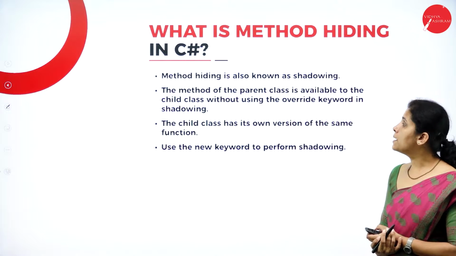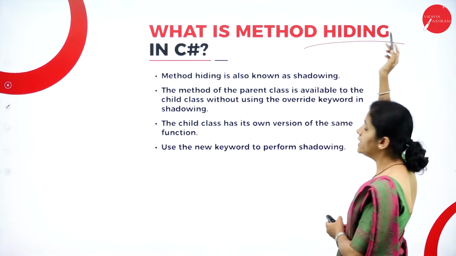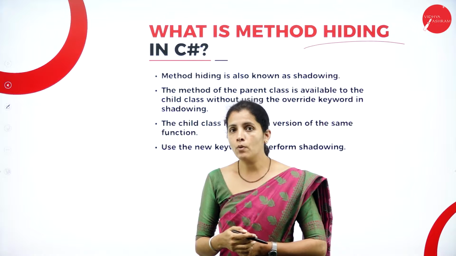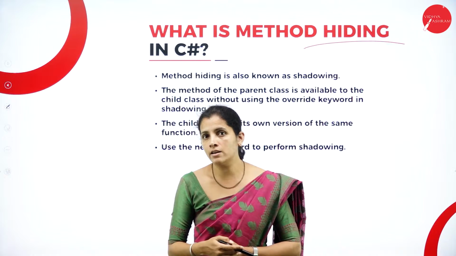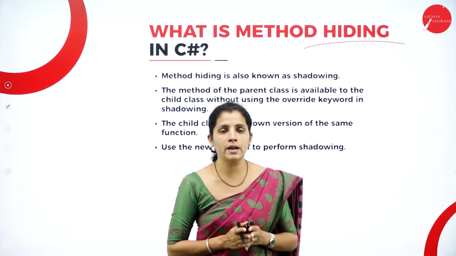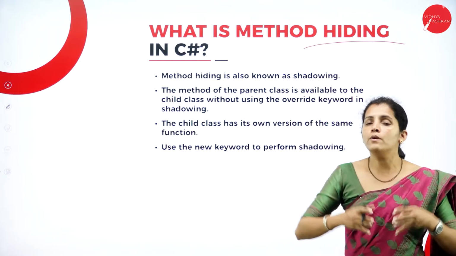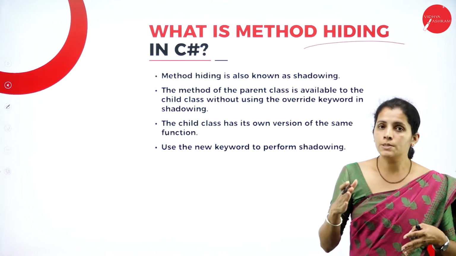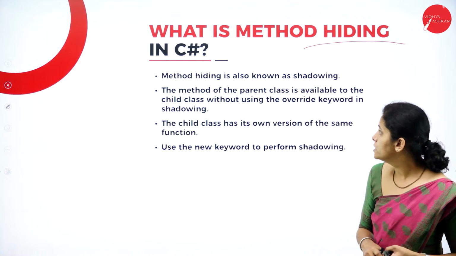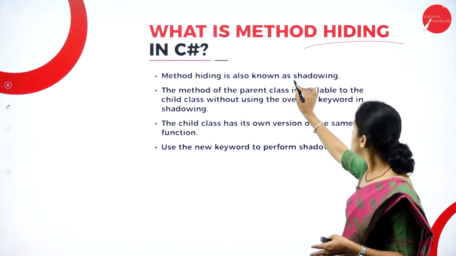Now, dear student, I'm going to explain the concept called method hiding. When I consider a program, I'm going to have access specifiers. So, what are the access specifiers? I can have private, public, protected as well as default. And why do I require all these specifiers? In order to hide the implementation. So, method hiding is also known as shadowing.